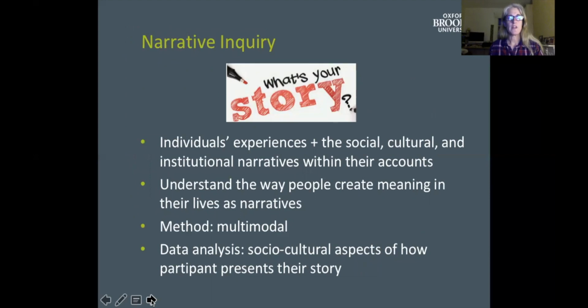Narrative inquiry looks at individuals' experiences, but also looks at how people create meaning in their accounts. When people describe their experience to a researcher, there are social and cultural and institutional narratives that are present in those accounts. And a narrative inquiry looks at these particular aspects. It explores how people create meaning in their lives within their narratives or through their narratives.